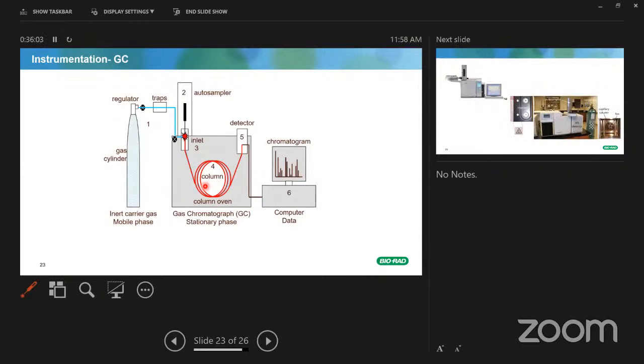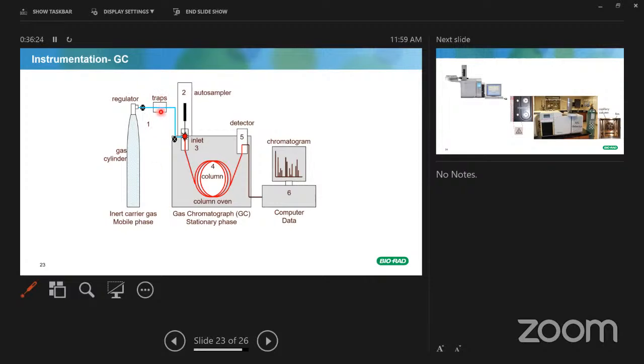Now coming to instrumentation for gas chromatography. The autosampler, chromatogram, and detector all remain the same. Instead of the pump, you have the inert carrier gas, which is nothing but the mobile phase. Most commonly, either helium or nitrogen is used as the mobile phase, which is pressurized.